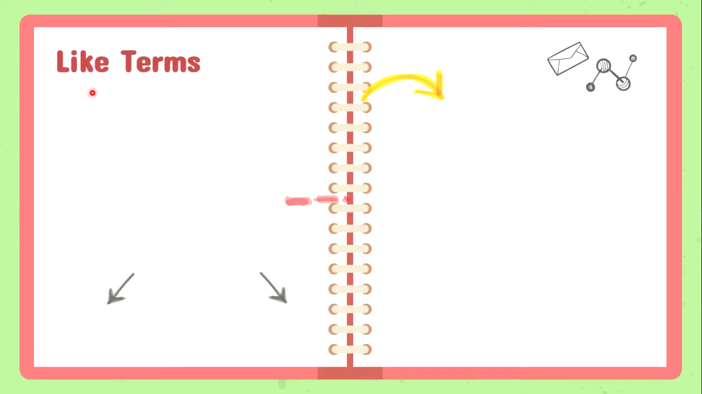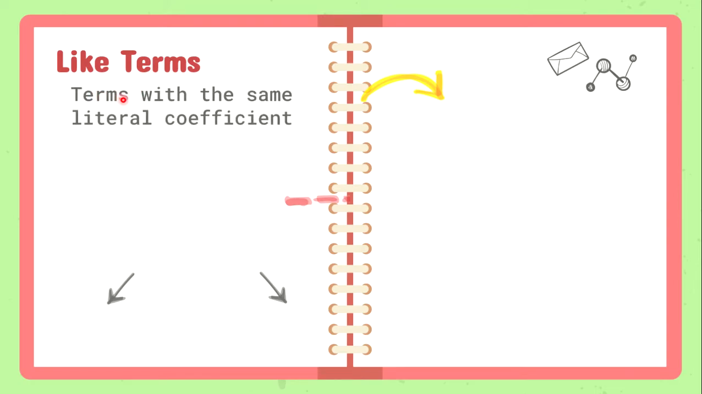What is meant when we say like terms? These are terms with the same literal coefficient. We need to know this in order to be able to add and subtract polynomials. And what is meant when we say literal coefficient? In our previous discussion, we all know what is meant by coefficient, right? So let us have a quick recap.